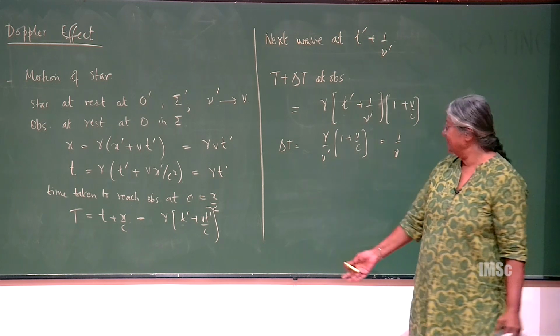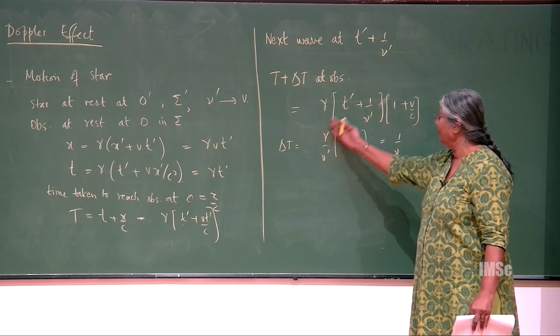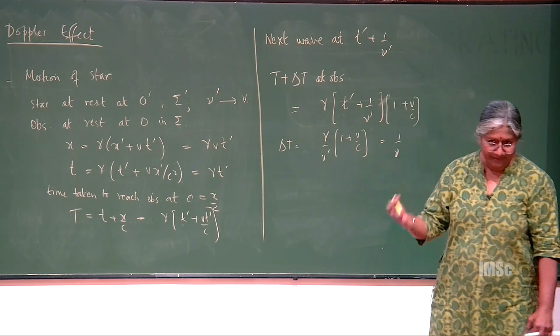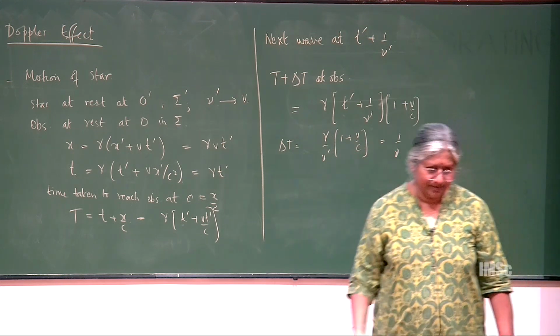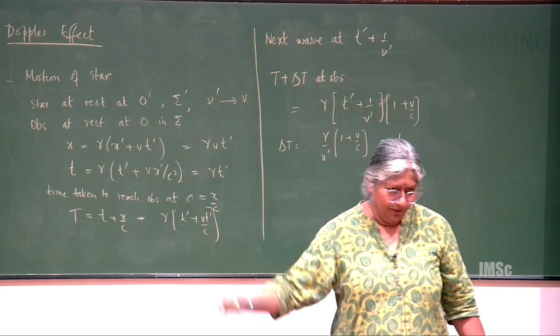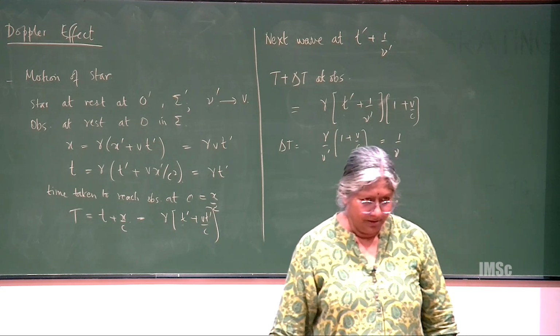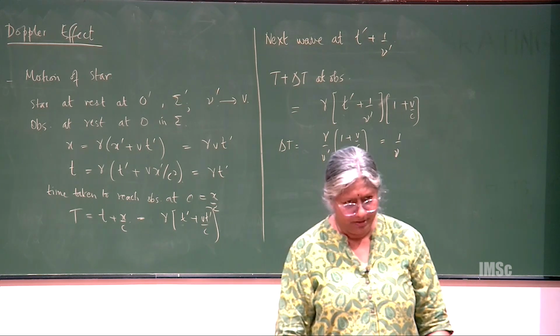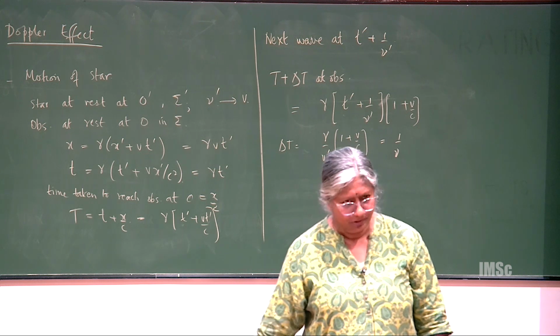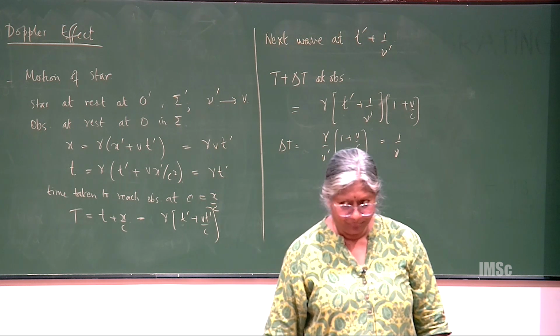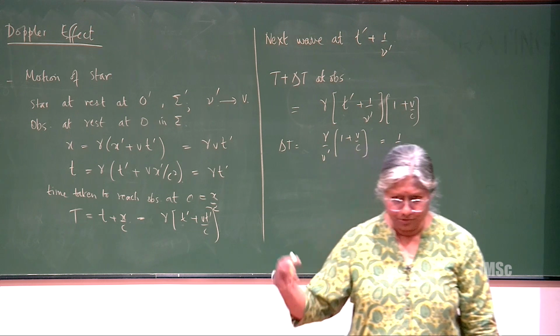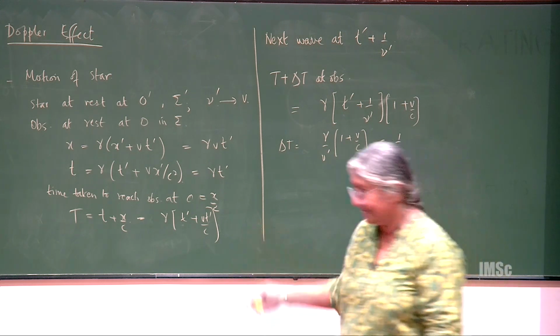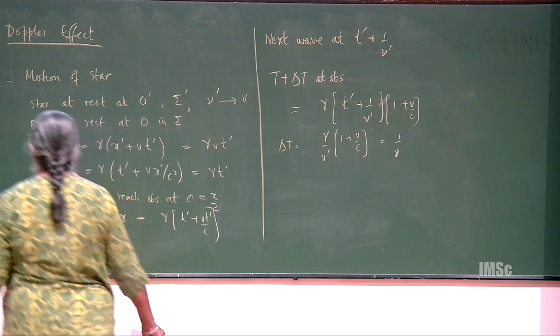This is the frequency that he will see, and you can immediately see that there is a 1 by gamma sitting over there, and gamma is greater than 1. So when the source is receding, you are going to find a longer wavelength or a smaller frequency, and that is the Doppler shift. Is this clear? Okay. You can of course do it for the source coming towards you, and then all the signs of v will change. I am not going to do any more.